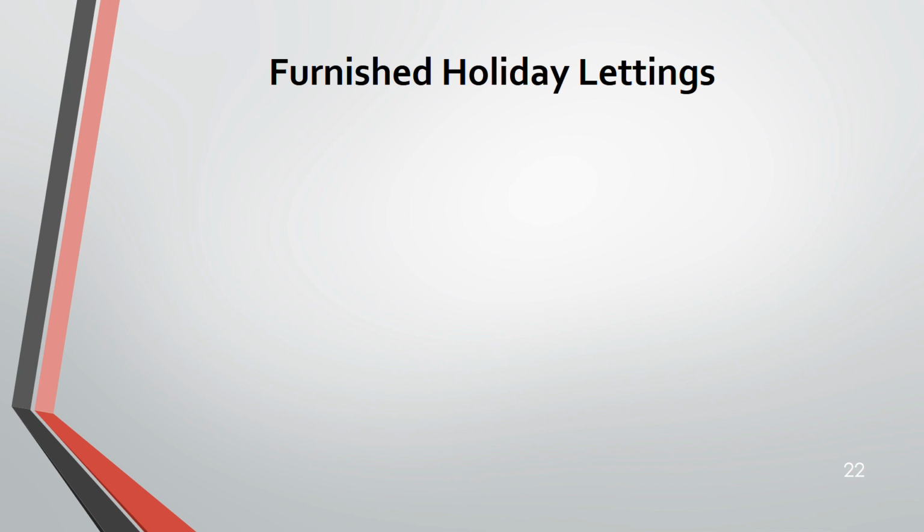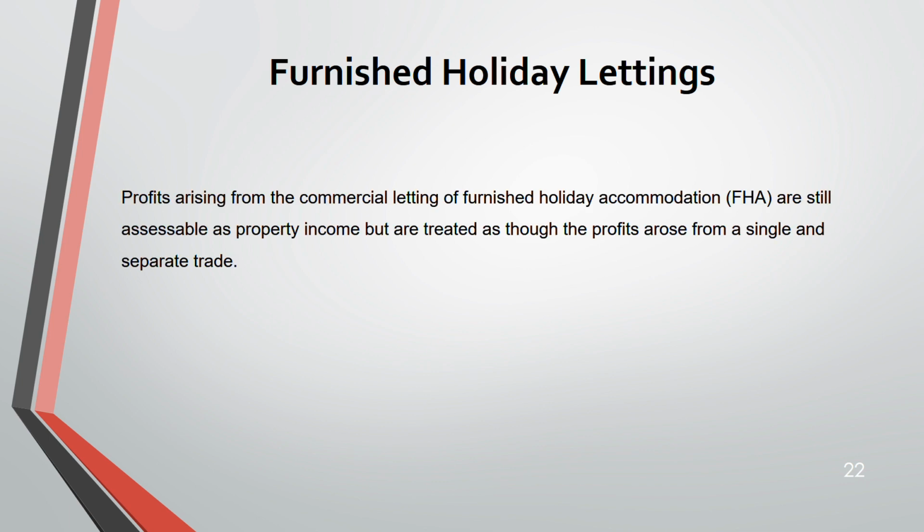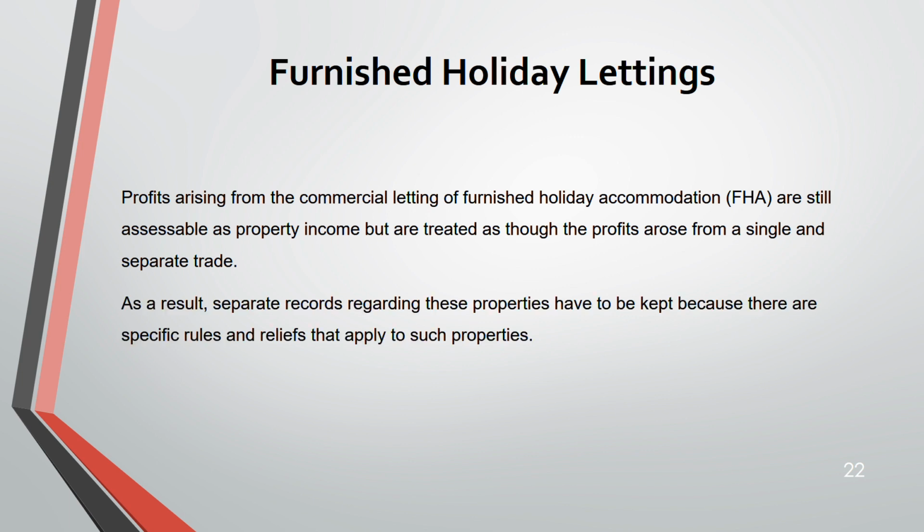So the third item under property income is furnished holiday lettings. What is it? This is commercial. This is not residential purpose. Any profit that you get from a commercial letting of furnished holiday accommodation comes under property income. Profits arising from it are treated as a single and separate trade compared to your other properties. As a result, you have to keep a separate record for it.